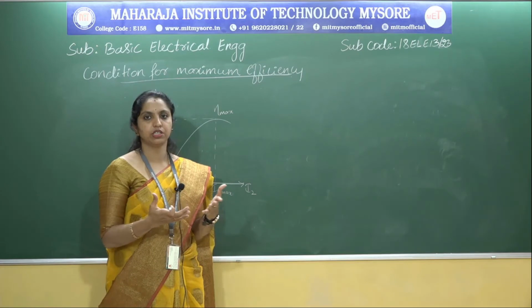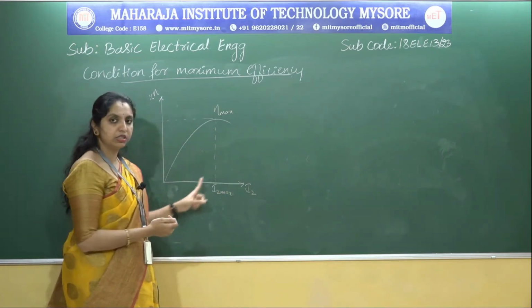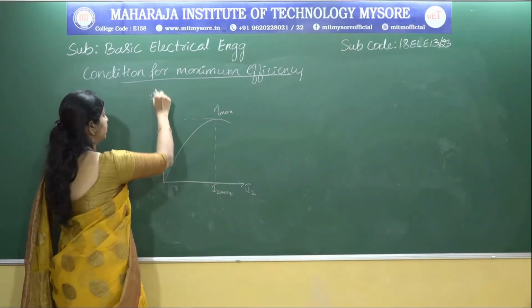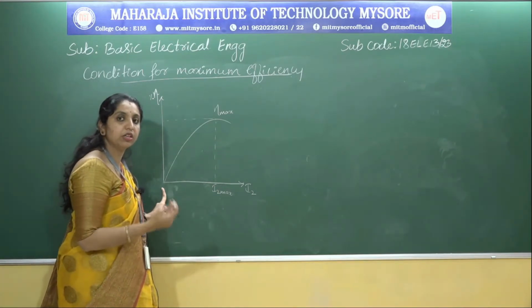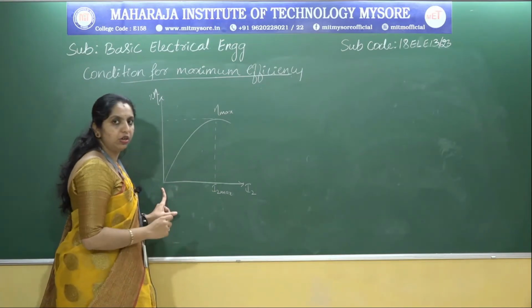Of course, the load current changes with respect to the load. In this graph, this is the efficiency, which we have expressed as eta, and the other quantity is I2. What is I2? I2 is nothing but the load current. As the load changes, it affects the load current.